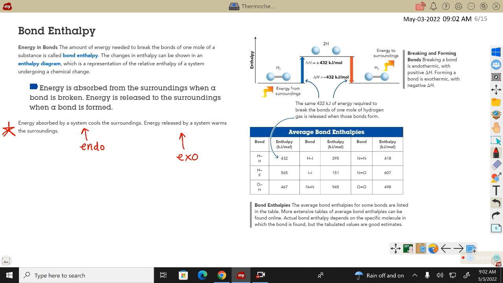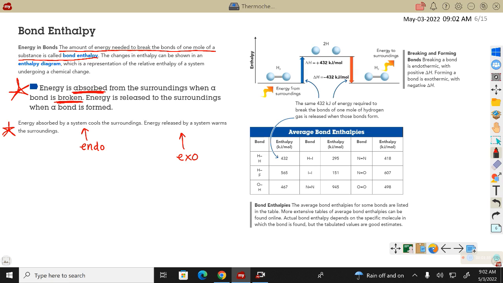To do that, we need some data called bond enthalpy, or sometimes we just call it bond energies. It is defined as the amount of energy needed to break 1 mole of bonds. Now, this is important. Breaking bonds will absorb energy. Energy is absorbed when bonds are broken. Super important concept to understand.